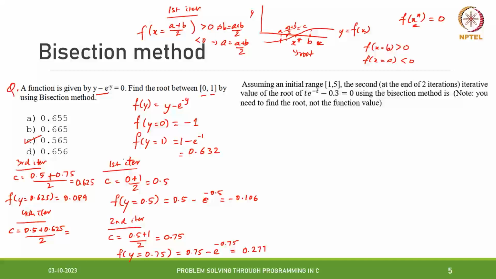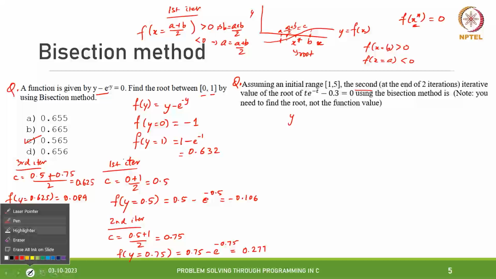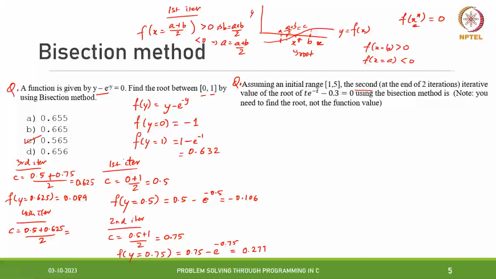Okay, right. So I hope you understood how to do a bisection. So I have another question for you with the bisection method, but here you do not need to do multiple iterations till you find the root, because the question asks what is the second iterative value of the root. Okay, so basically you need to do only two iterations. So the function here is not y but rather t. So you have the function f of t equals t e to the power minus t minus 0.3.